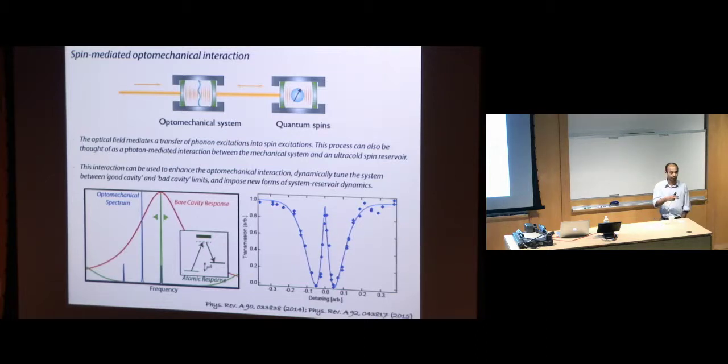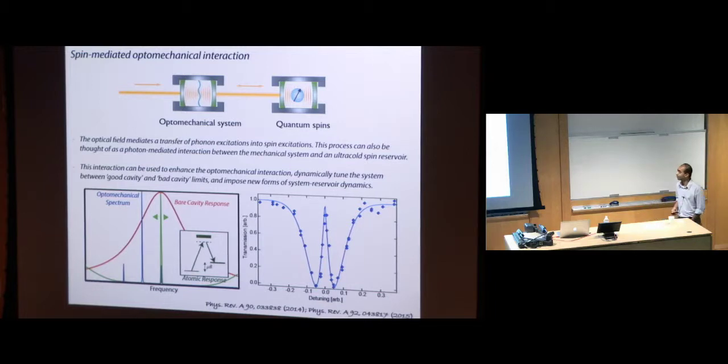I mean, if you've been following the optomechanics community, one of the holy grails there is to get to a regime where a single photon exerts enough radiation pressure to actually be visible. And usually we are very far from that regime.